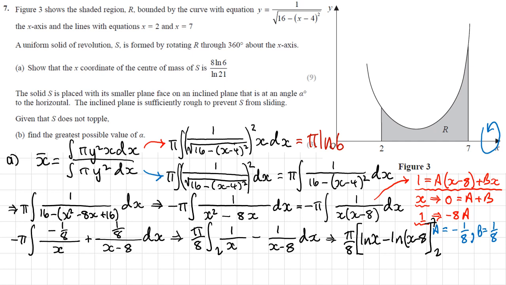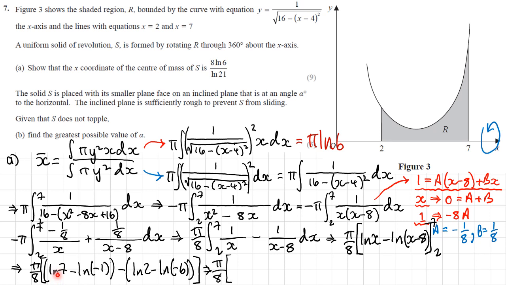I guess I could have put limits all the way through this here, these limits 2 and 7, as long as I put those limits in at the end. Okay, just close these brackets here, and let's see what we get now. So pi over 8, and then put 7 in, so it'll be log 7, minus log negative 1. Okay, so that's the first bit, and then minus, and I'll put the 2 in, so that'll be log 2, and then minus log negative 6.